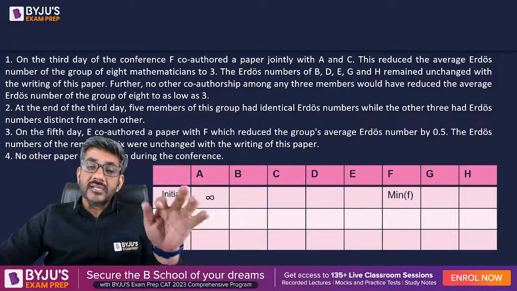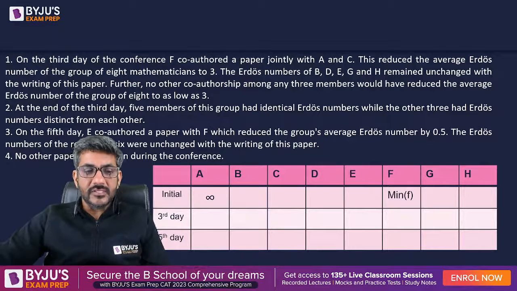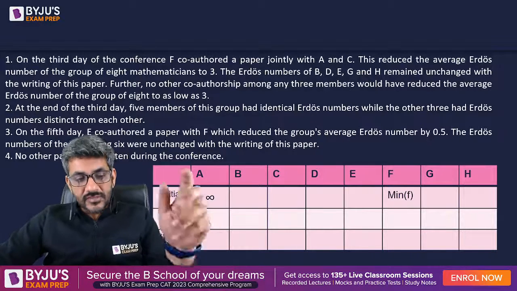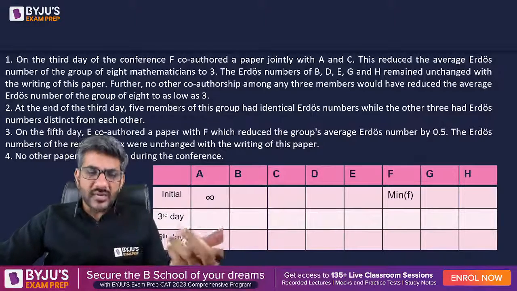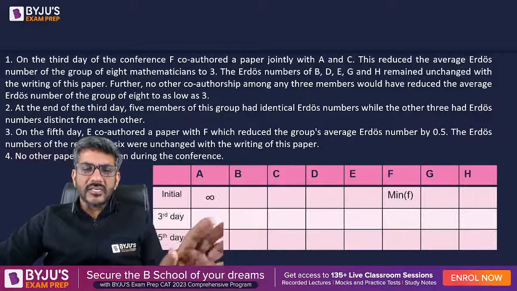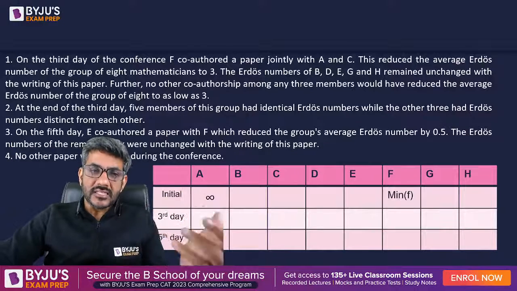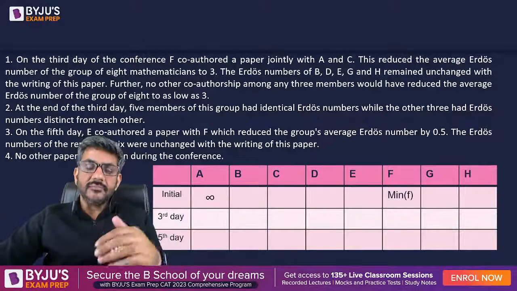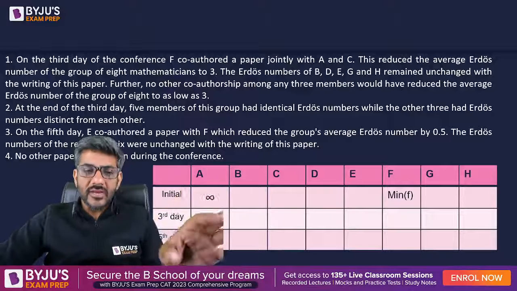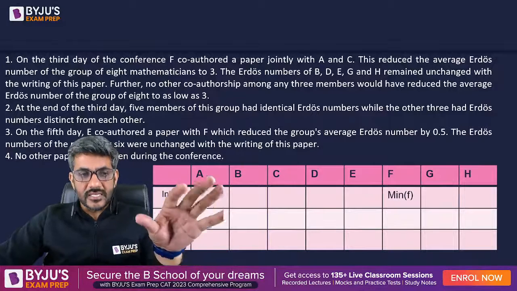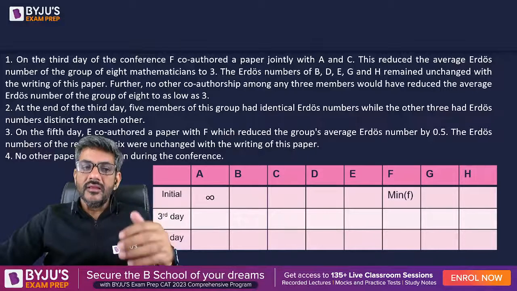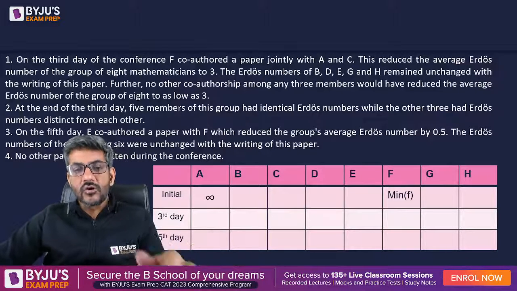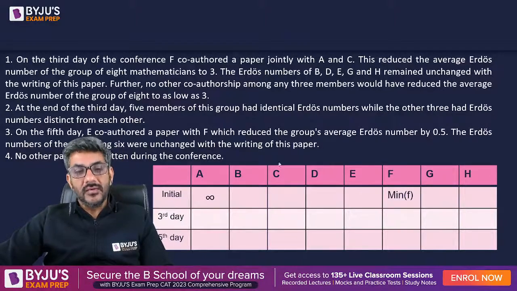Now looking at this information, we will try to fill up this table on your screen, that which person had what Erdos number at the end of day 3 or at the end of day 5, because all the data is given according to that, that on day 3 this happened, on day 5 this happened, finally what happened. So I have made a table already, with their initial Erdos number, then what happened on the third day, what happened on the fifth day. According to that, we have to fill up this table now.